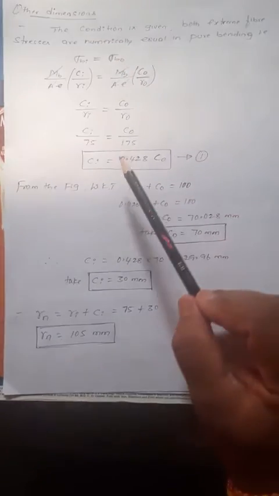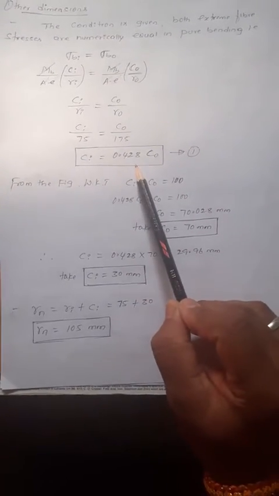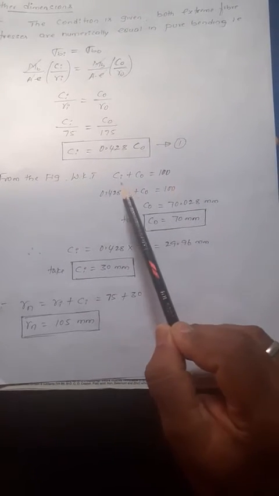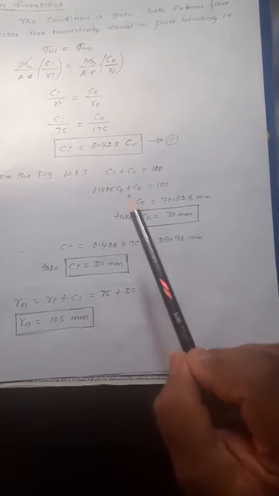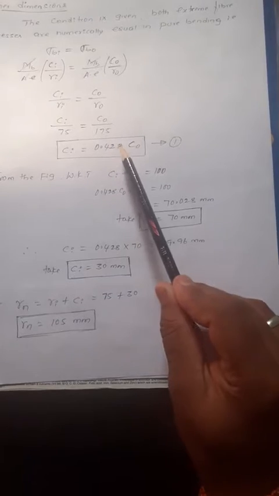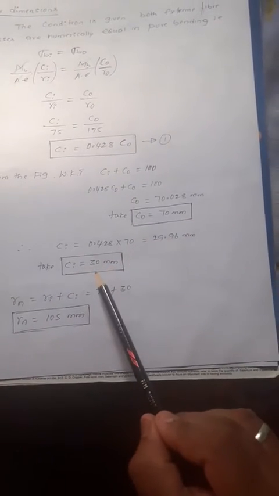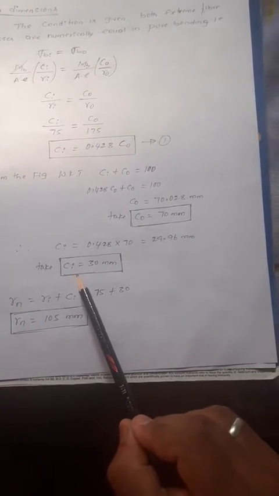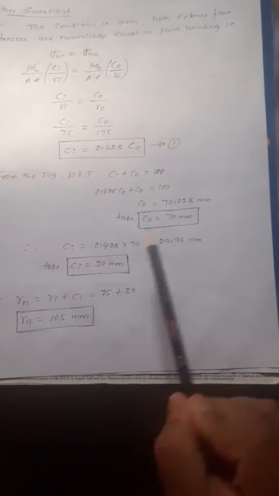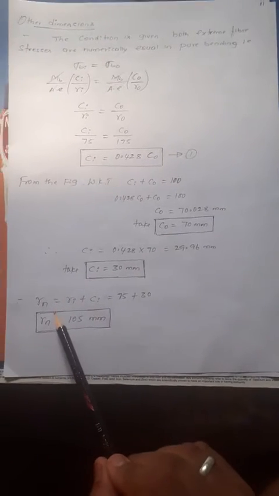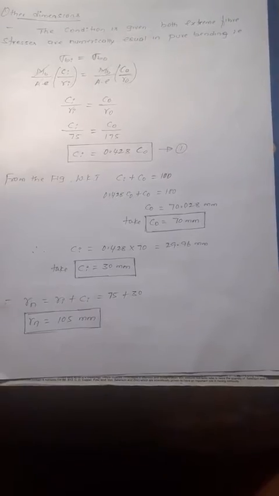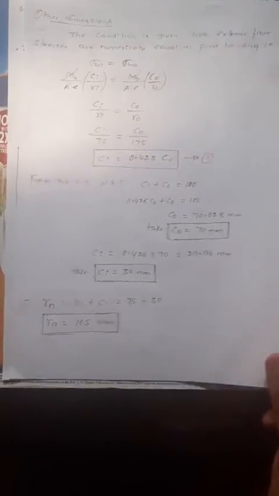Now you cancel it, and you will get Ci in terms of C0. From the figure, Ci plus C0 is equal to 100 mm. Now substitute the value of Ci here and we will get C0. Also back substitute C0 into equation 1 and you will get Ci. Ci is the distance from the neutral axis to the inner fiber. C0 is the distance from the neutral axis to the outer fiber. From this you will calculate the radius of the neutral axis, that is Ri plus Ci. Now Rn is equal to 105 mm.